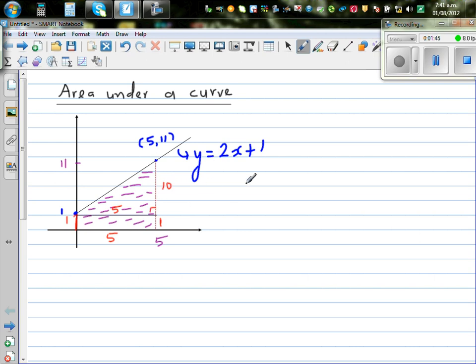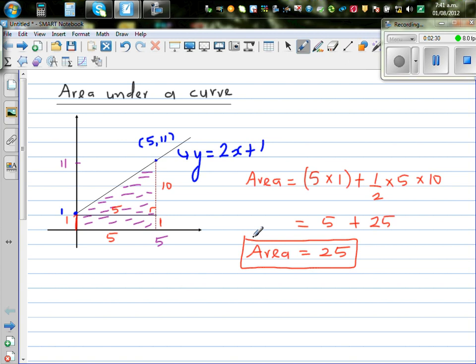Okay, so the area without using calculus would be the area of the rectangle, which is 5 times 1. Let me write it properly. This is the area of a rectangle, which is base times height, plus the area of a triangle, which is half times base, which is 5, times 10, which is the height. So which is 5 plus, this is half of 50, which is 25. So the area is 25 units squared. I'm not rewriting the units. So area is 25. The unit is, of course, unit squared, whatever that unit is.